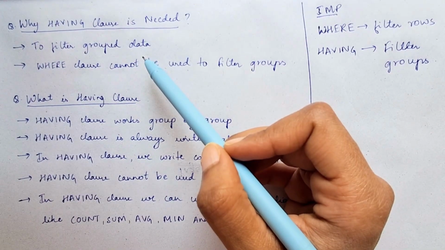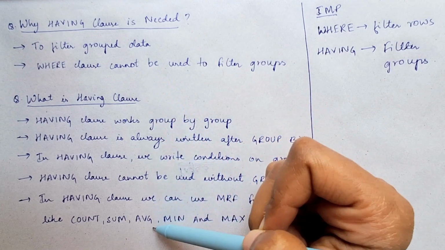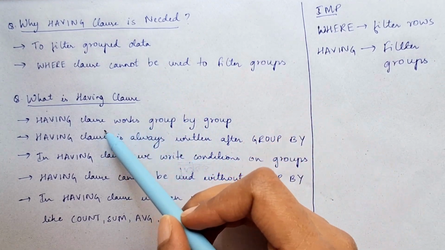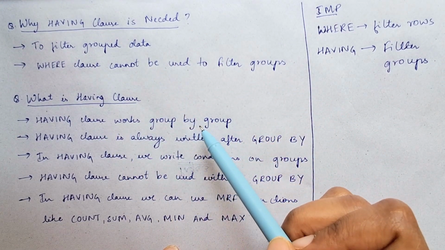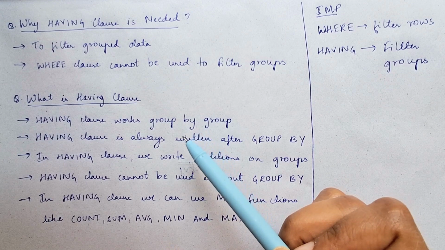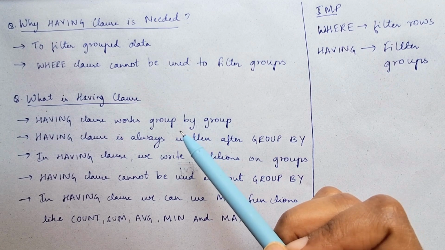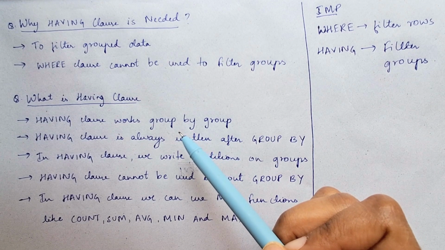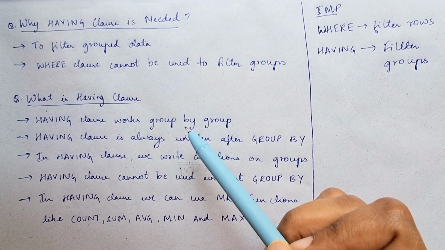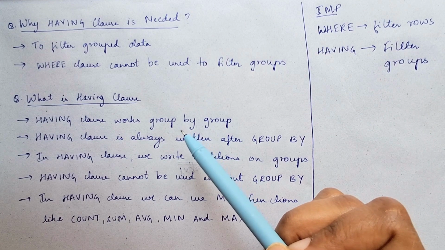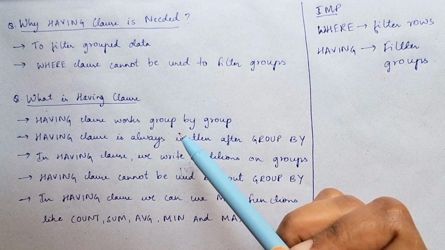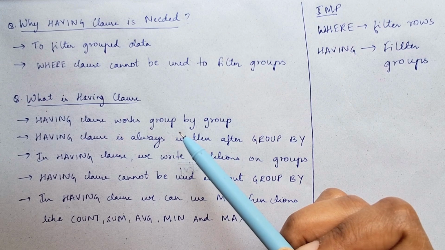Now we will understand having clause with these points. First one is, having clause works group by group. This means having clause does not check data row by row. Once we apply group by, SQL combines rows into groups. Now having clause checks each group as a single unit and decides whether that group should be included or not.